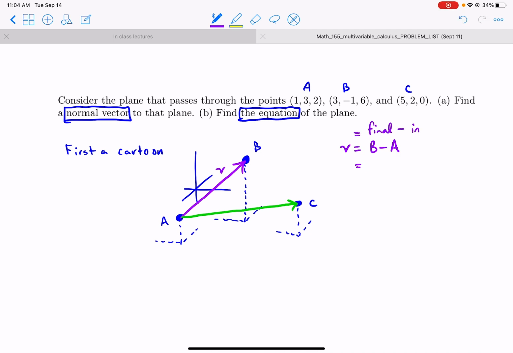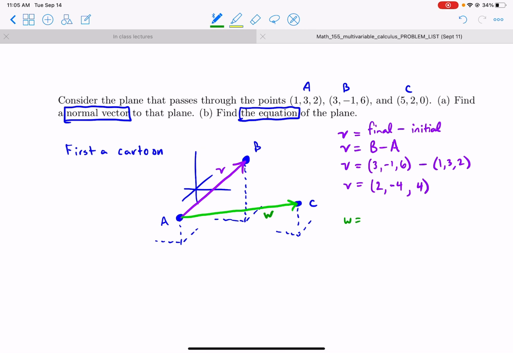Final minus initial. That's what I repeat to myself when I try to figure out how to write down a vector. So V is, well, what's B? I look up to my problem and I see B is that. A is that. Okay? So I can do this. 3 minus 1, -1 minus 3, 6 minus 2. Great, so that's V.